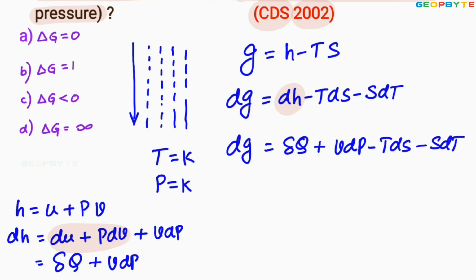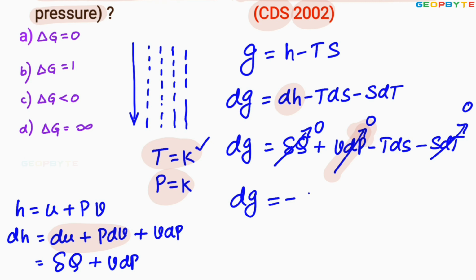Since there is no temperature change, the del Q equal to 0. Pressure remains constant means dP remains 0. This is becoming 0. dP remains 0. This dT also remains 0 because it's a constant temperature process. Then what is the dG? dG equal to minus TdS.